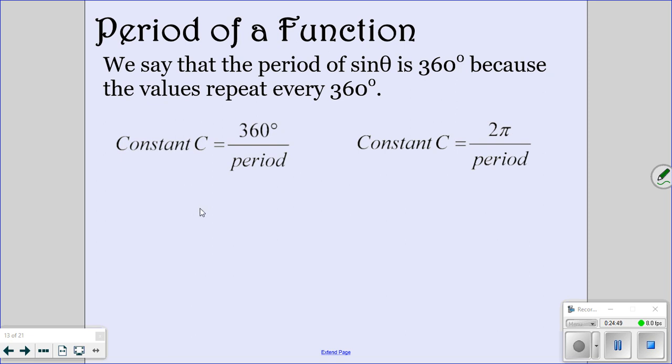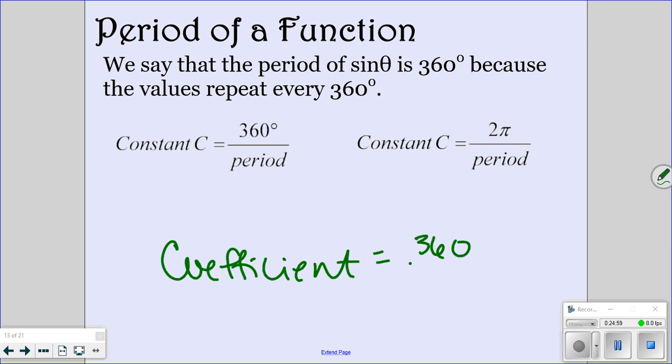And so the formula that I gave you last year: the coefficient, C, equals 360 over your period, or 2 pi over your period. You need to learn that formula or re-memorize it if you knew it last year. But we're going to use that to be able to figure out our periods.